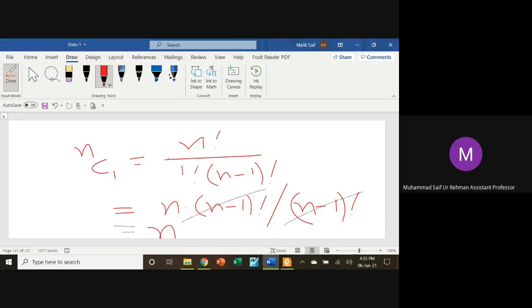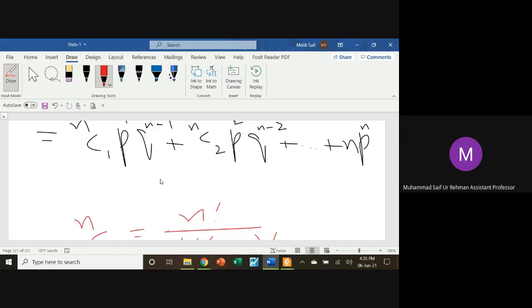Clear? Okay, sir. So this n you will write down over here. This will be written over here. n p power 1. There is no need of writing p's power, because p power 1 is equal to p. q power n minus 1. This will be written, q power n minus 1.